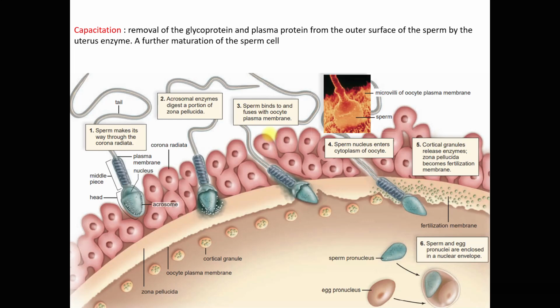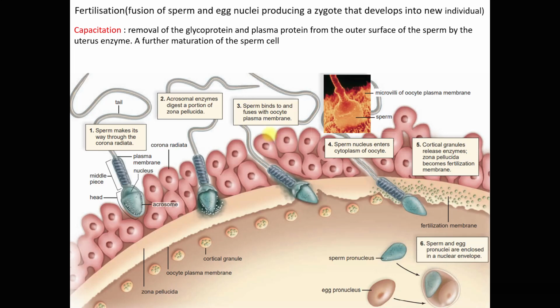Now, the fallopian tube, as all of you know, is the location where the sperm cell will come across and fertilize the secondary oocyte. Fertilization is the fusion of the sperm cell and egg nuclei, producing a zygote that develops into a new individual. You can see this diagram here. This is the secondary oocyte, and this is the sperm cell.